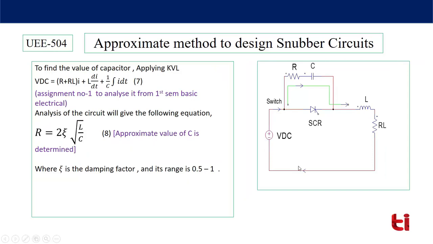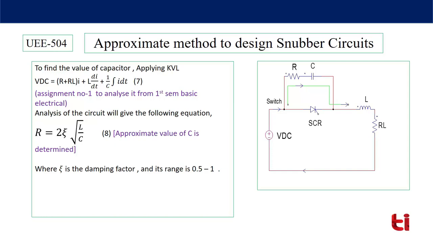In this case, for t greater than 0, obviously it will be valid for t equal to 0 also. The capacitor is now considered. So when the thyristor is off, current will flow through VDC, R C, L, R L back to VDC. And the KVL equation will be VDC is equal to (R plus RL) I plus L di/dt plus 1 by C integration of I dt.